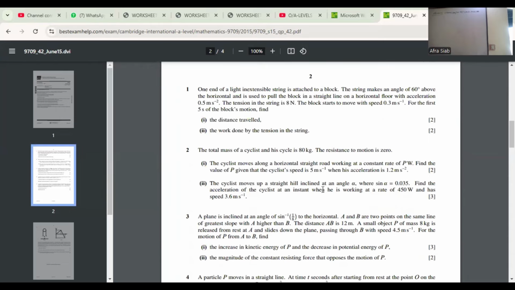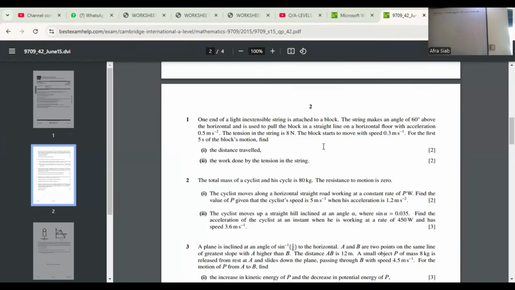One end of a light inextensible string is attached to a block. The string makes an angle of 60 degrees above the horizontal and is used to pull the block in a straight line on a horizontal floor with an acceleration of 0.5 meters per second square. The tension in the rope is 8 Newton. The block starts to move with a speed of 0.3 meters per second. For the first 5 seconds of the block's motion, find the distance traveled, part 1, and part 2, find the work done by the tension.